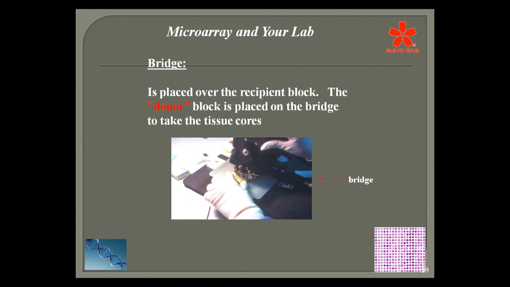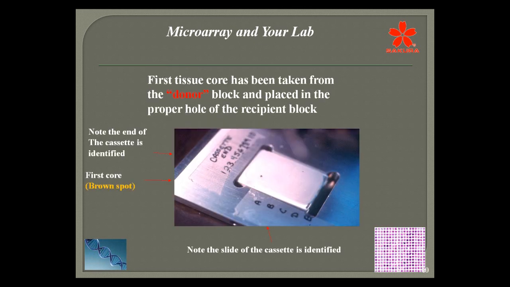The bridge is no more than just a little square block of covering, if you want to call it that, that is placed over the recipient block. This is so that you can take the donor block, which is the block that has your tissue, you place it on the bridge, you lower the needle down into the area of interest, and it actually will take a core of tissue out and hold it in place. Then you'll actually move the bridge away and drop this tissue core into the hole that you've already made.